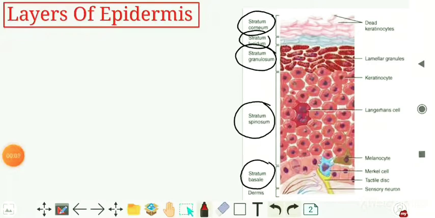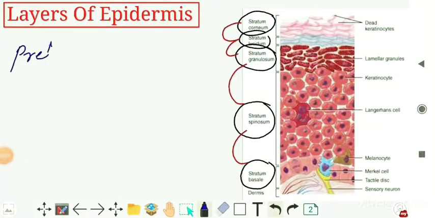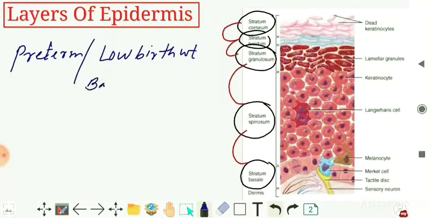Stratum basale is the layer which is developed first, and from the stratum basale there is a formation of stratum spinosum. Then stratum spinosum is followed by stratum granulosum, then stratum lucidum, then finally stratum corneum. In preterm babies or low birth weight babies, the stratum corneum is deficient because that is the last one to be formed.